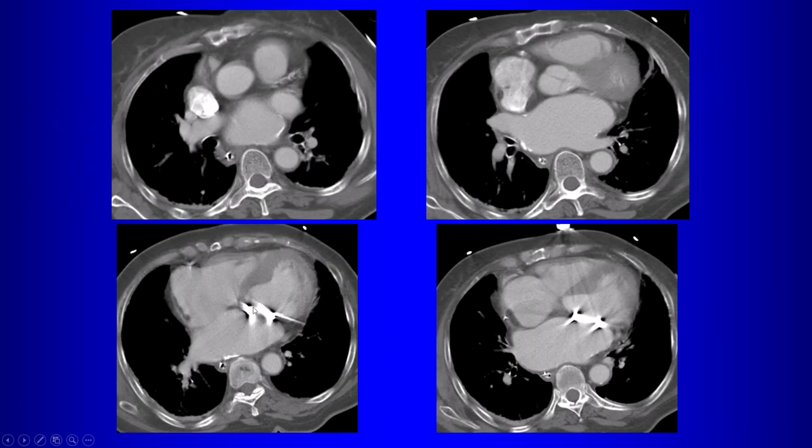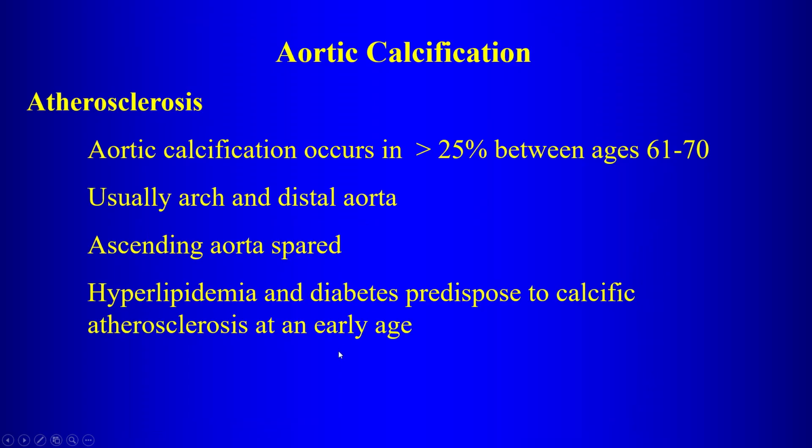So here's an example where there is a replacement of the mitral valve in this patient. There's enlargement of the left atrium, and we can see calcification here within the left atrial wall. So this was a patient with rheumatic heart disease who had developed calcification of the left atrial wall.